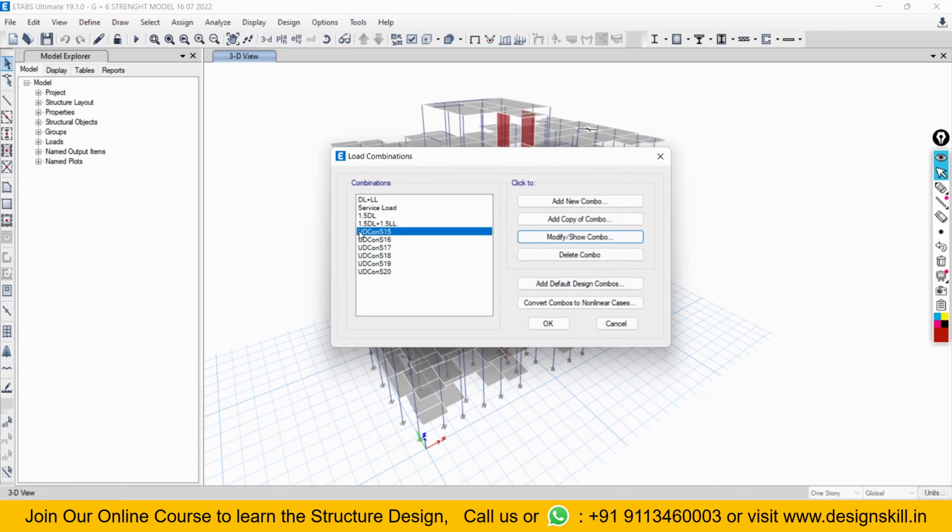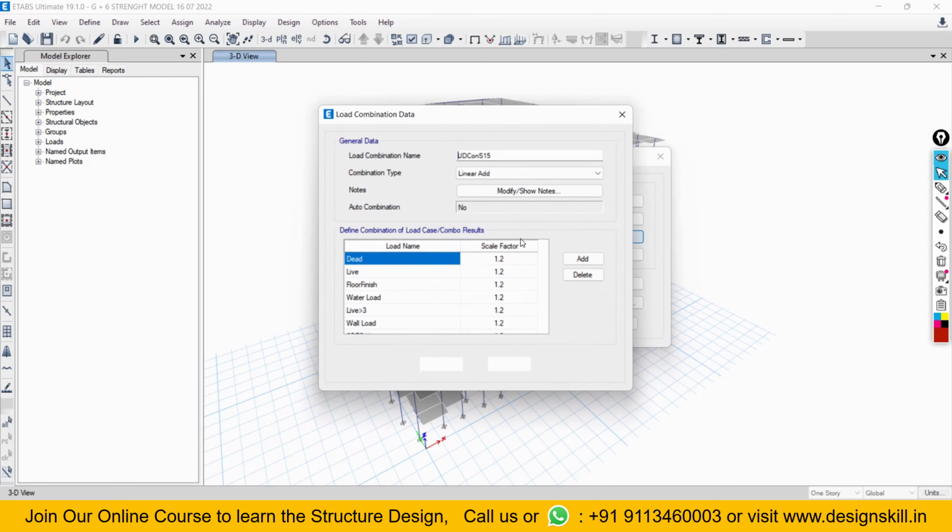Now you can also rename your dynamic load combinations. I will start with UDCON S15. I will select it, modify it, and rename it. You can see that we have a load combination which consists of 1.2. So I will write 1.2 here, give the bracket sign, and write dead load plus live load plus a spec x, because this load combination consists of a spec x. Then I will close this bracket.